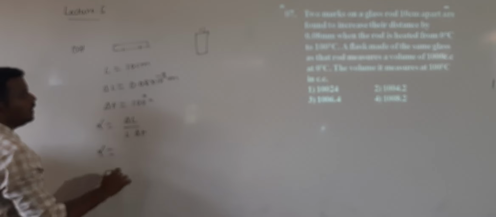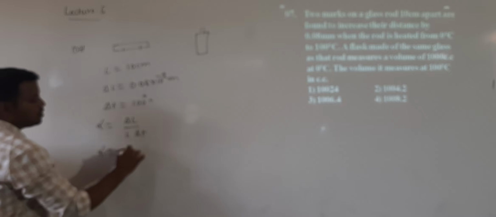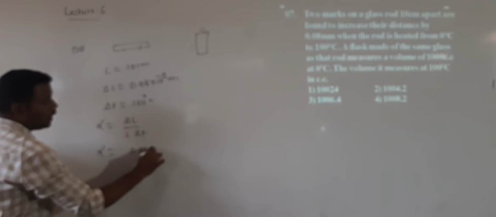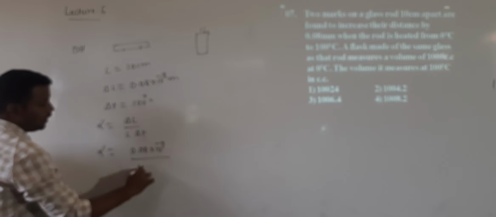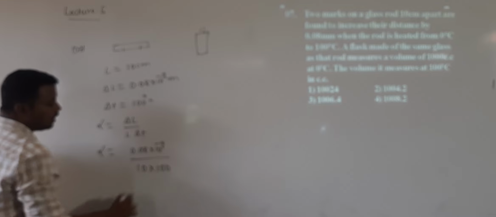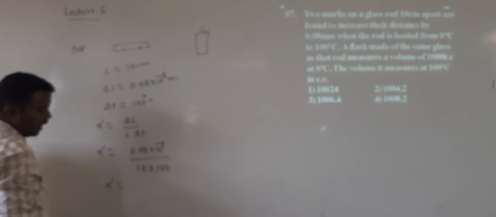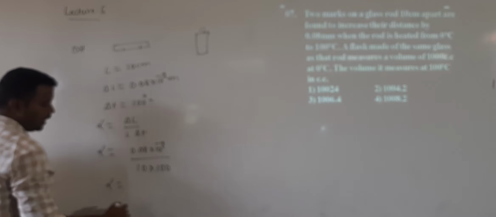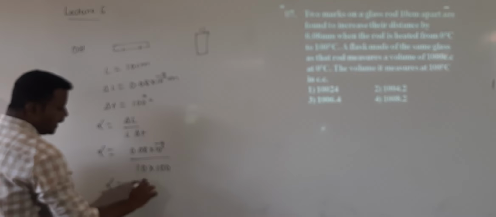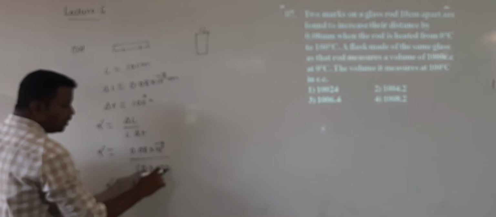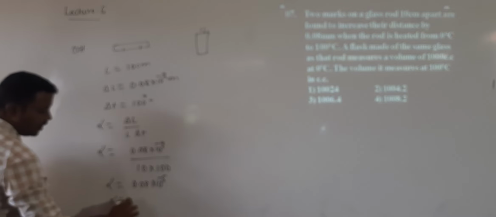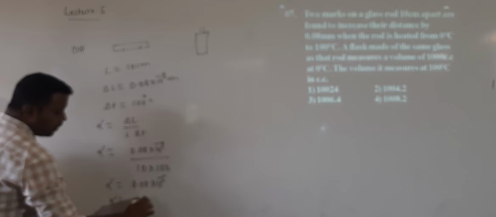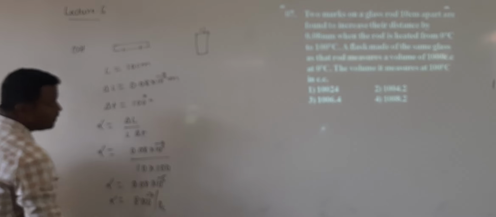So alpha is given by delta L, which will be equal to 0.08 into 10 power minus 2, divided by L, which is 10, into delta T, which is 100. So then what will I get? Alpha is equal to, this 1000 will go to the numerator, so it will become 0.08 into 10 power minus 2 and this is 10 power minus 3, 10 power minus 1, which can also be written as alpha value is 8 into 10 power minus 7 per degree centigrade.